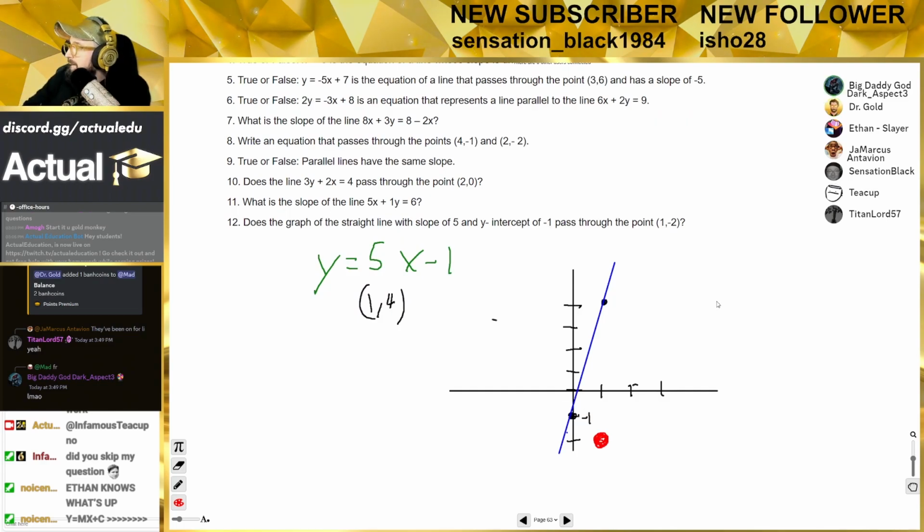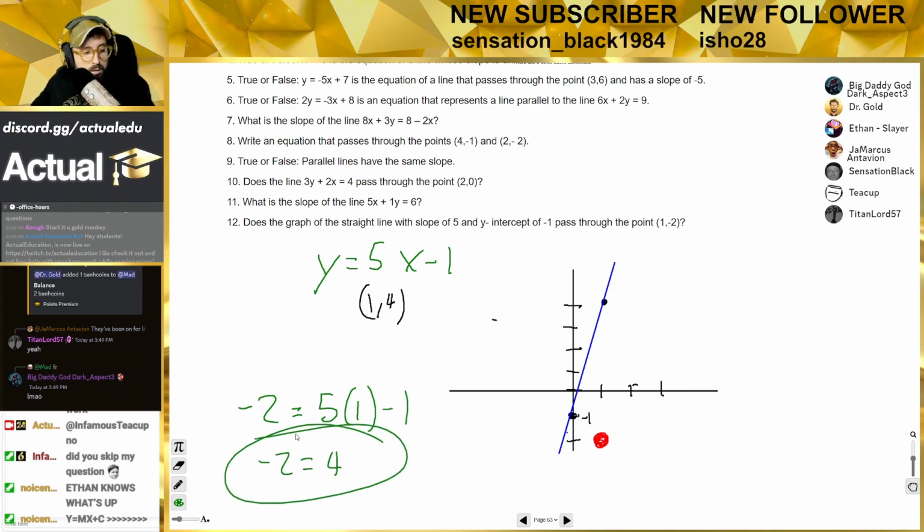Can't you plug (1, -2) into that equation? You can as well, exactly. So for 1 do x, and for -2 do y. That's another way to do it. So I could have done this, and then this would get -2 is equal to 4. Does -2 equal 4? Nope. So this doesn't work, which means it does not pass through the point. That's the smarter way to do it.